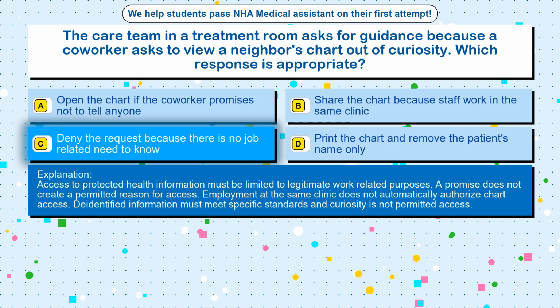A promise does not create a permitted reason for access. Employment at the same clinic does not automatically authorize chart access. De-identified information must meet specific standards and curiosity is not permitted access.